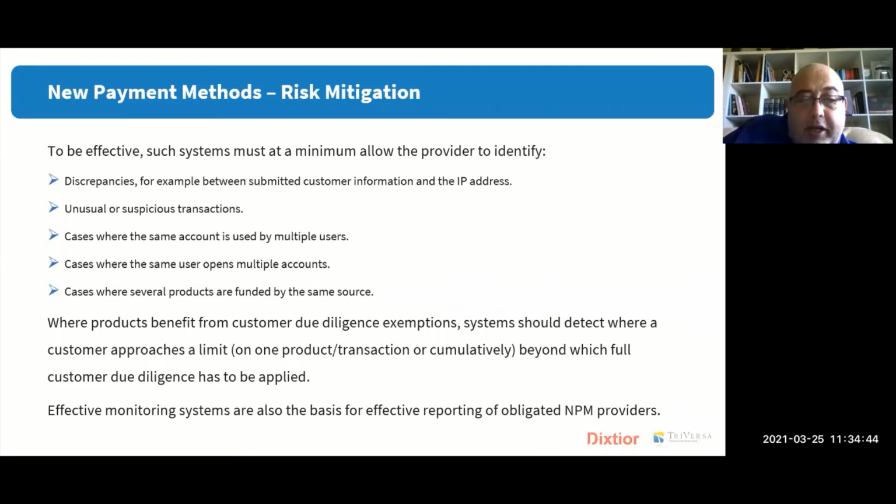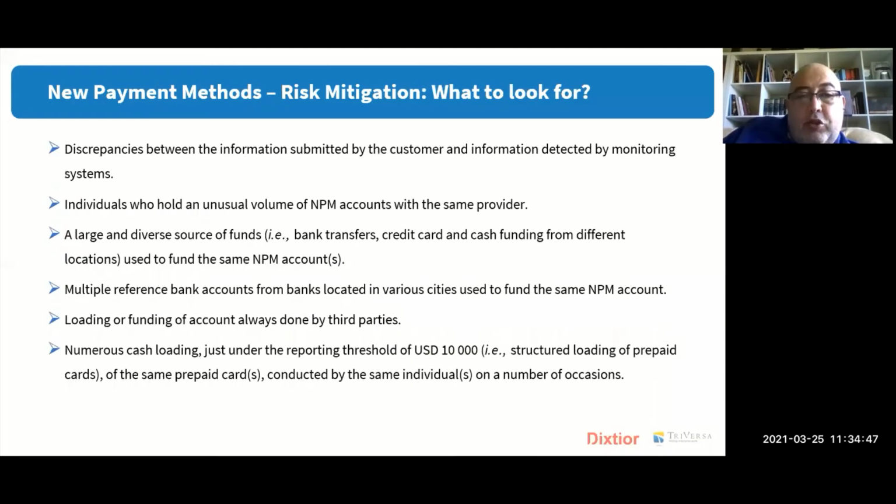And for that, we should ask the right questions. And what should we look for? So I already told you, discrepancies between the information submitted by the customer and the information detected by monitoring systems. Ask why. Why did you tell me that you were going to use your account for one thing and they are using it for another? Individuals that hold an unusual volume of new payment methods with the same provider.